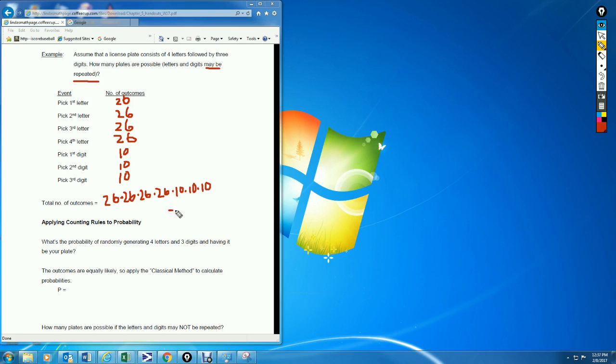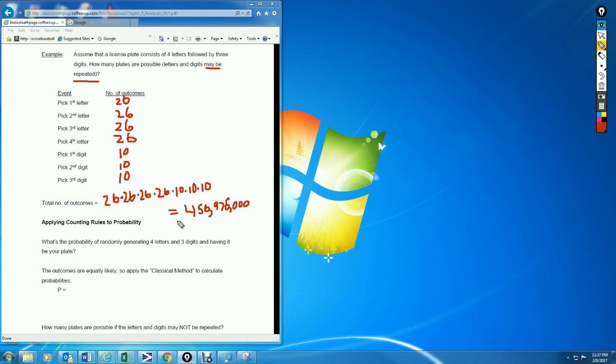All right, if you multiply all those together, you should get 456,976,000. Okay. So in other words, there's a lot of ways.